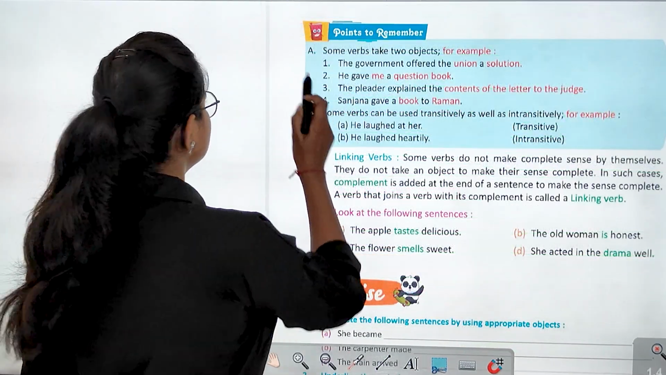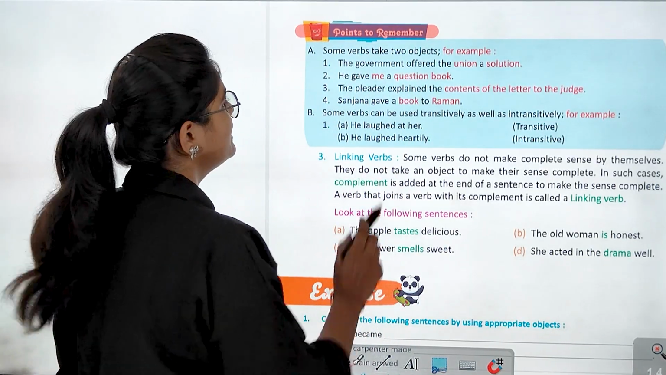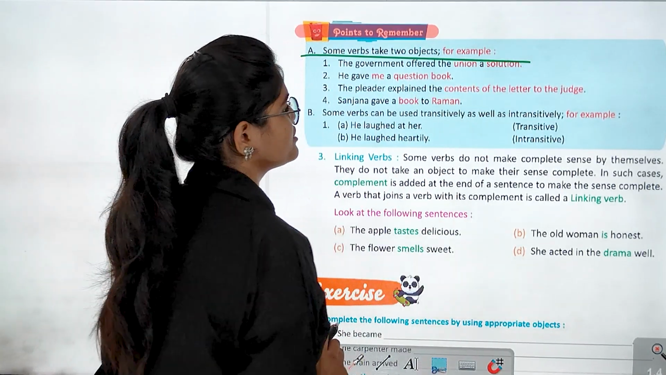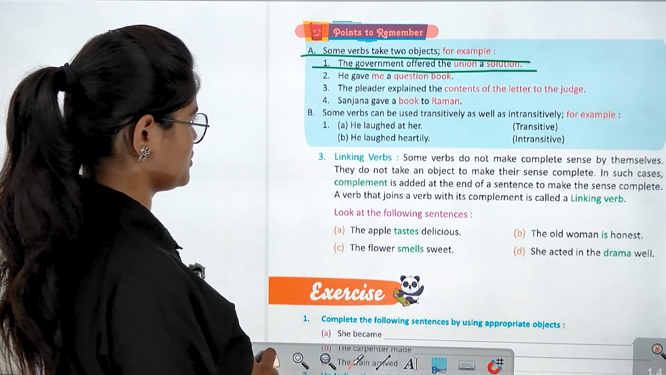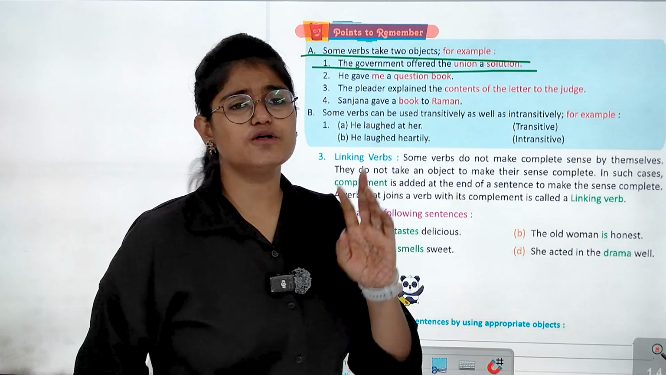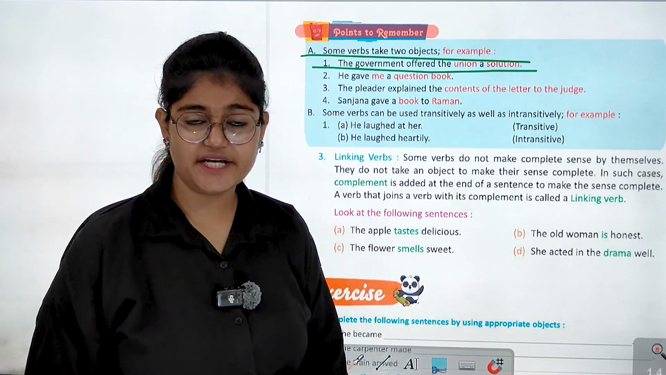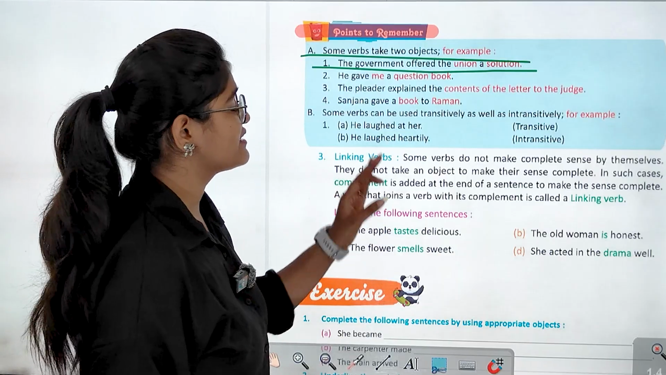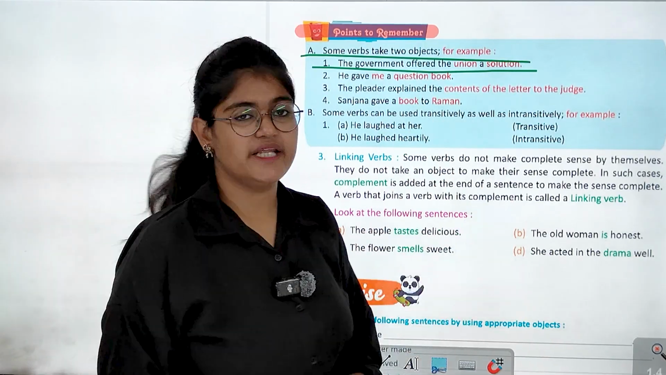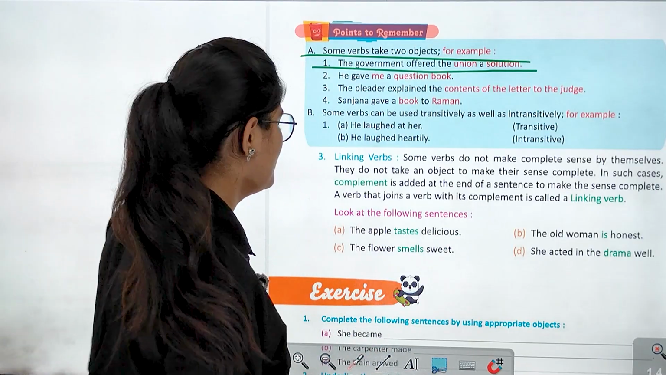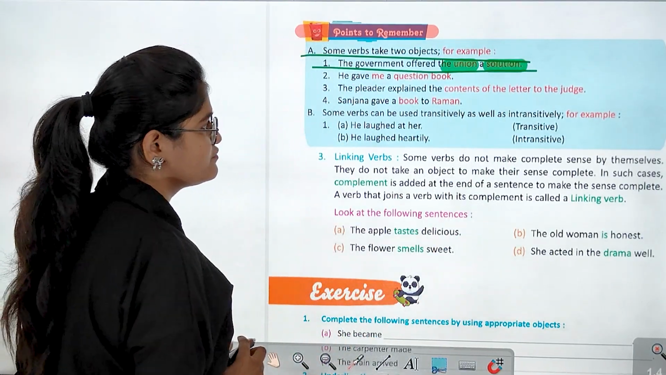Now we have some points to remember. Let's read them out very quickly. Some verbs take two objects. For example, the government offered the union a solution. तो अब ये कह रहे हैं कि कुछ verbs में actually दो objects present होते हैं, right? So they can be like example हमें यहाँ पर दिया हुआ है the government offered the union a solution. So here union और solution दोनों ही objects हैं, right?